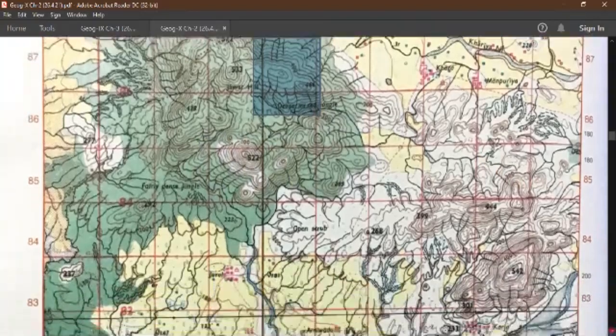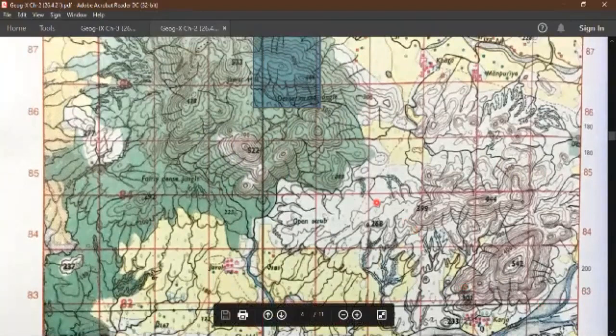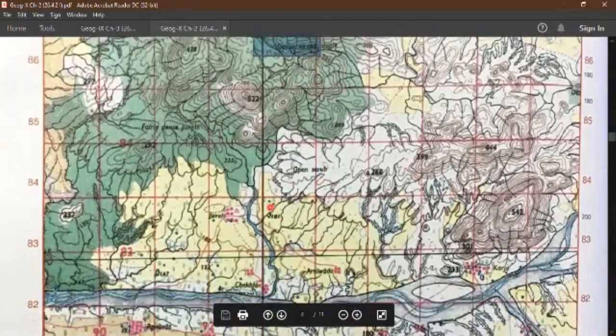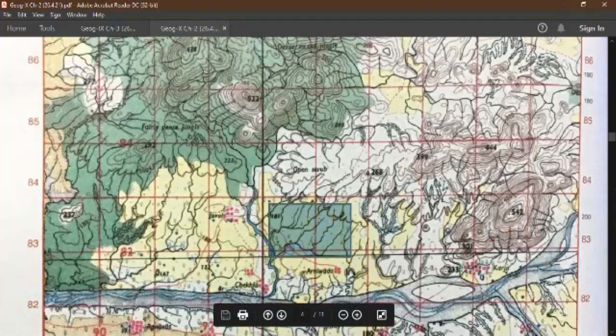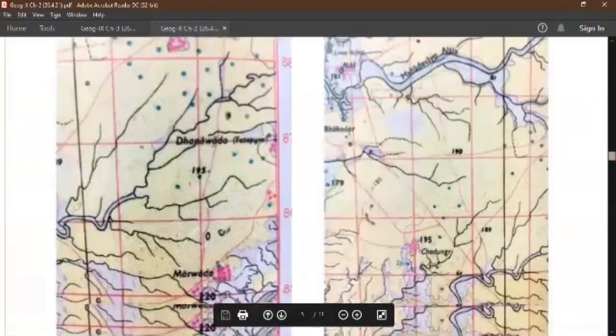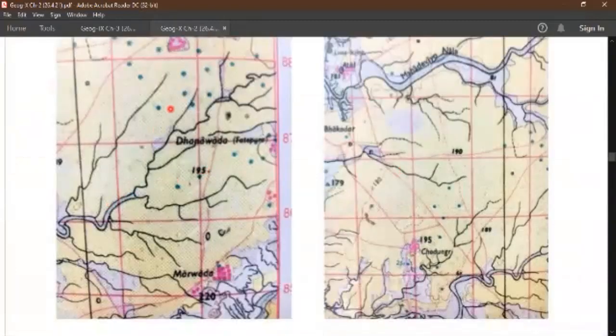The other may be like, as you can notice here, the streams are joining the main stream at almost right angle. So this will be a trellised pattern. This is a trellised pattern. Now this is a picture showing the dendritic drainage pattern where the streams look like the branches of a tree.